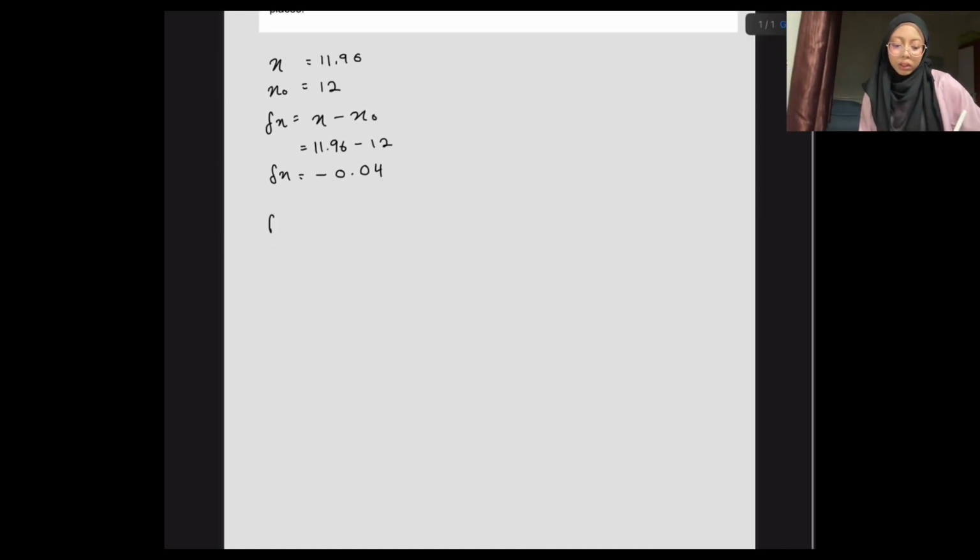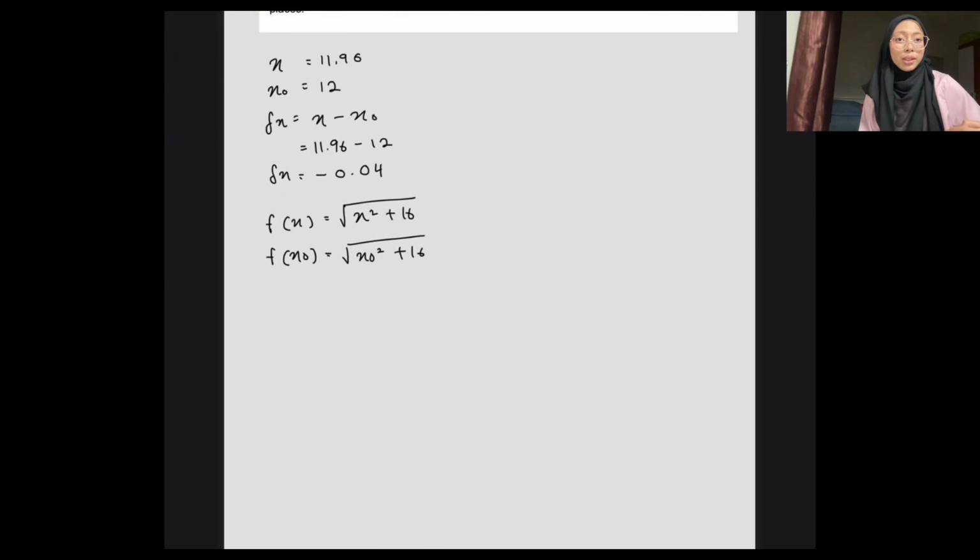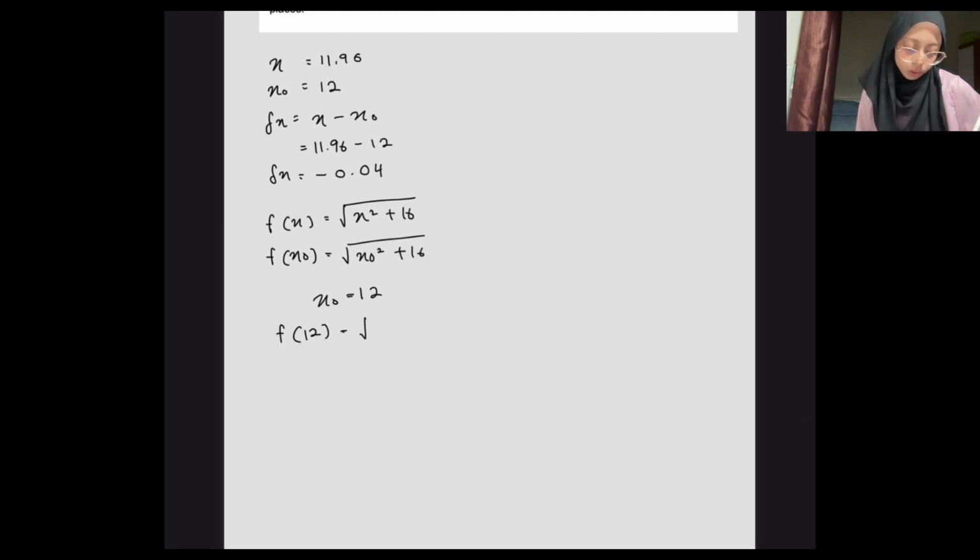So next step, we need to find f(x naught). So from this equation, x² + 16, replace the x with x naught. So f(x naught) equals the square root of x naught squared plus 16. And as we know, x naught equals 12. So replace the x naught with 12. So f(12) equals the square root of 12² + 16, and we will get 4 root 10.